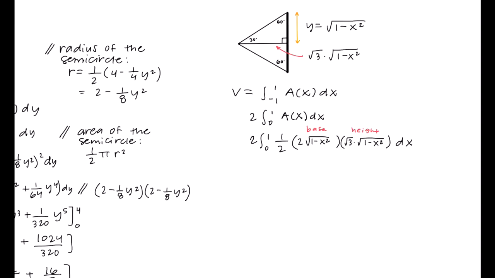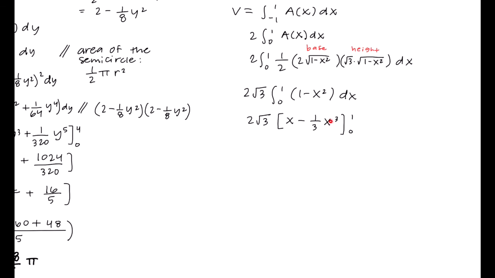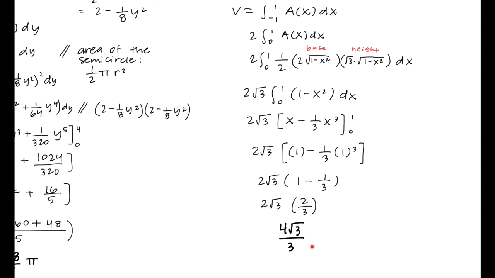All right, so at this point, these 2's are going to cancel, and then I'm going to bring this root 3 to the outside. Next, the square root of 1 minus x squared times itself is going to be just the expression 1 minus x squared without the square root. And now we're ready to integrate. So we're going to plug in 1 minus plugging in 0, and 1 take away 1/3 is 2/3. So our final answer for the volume is 4 root 3 over 3.